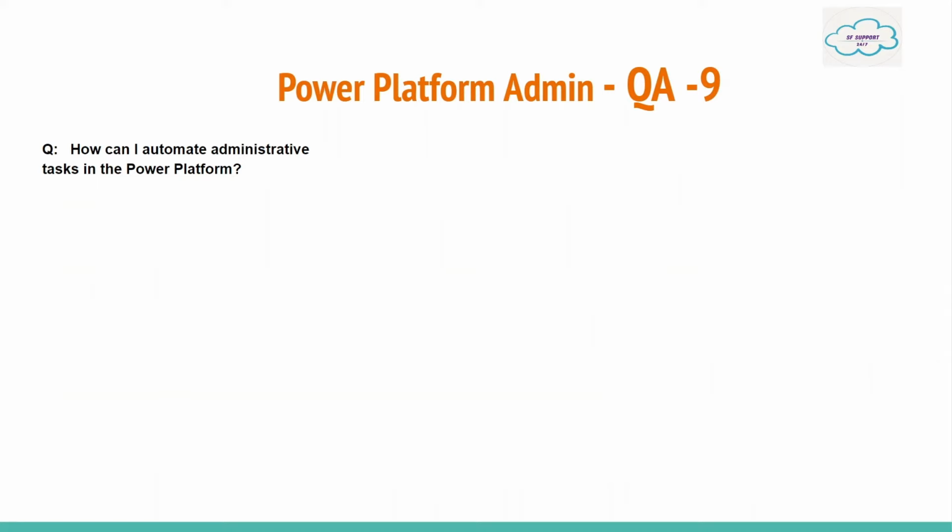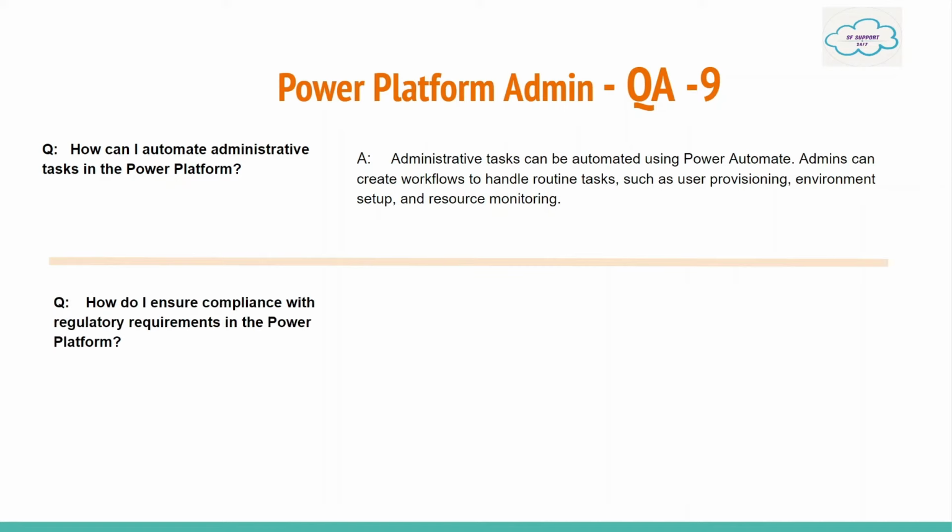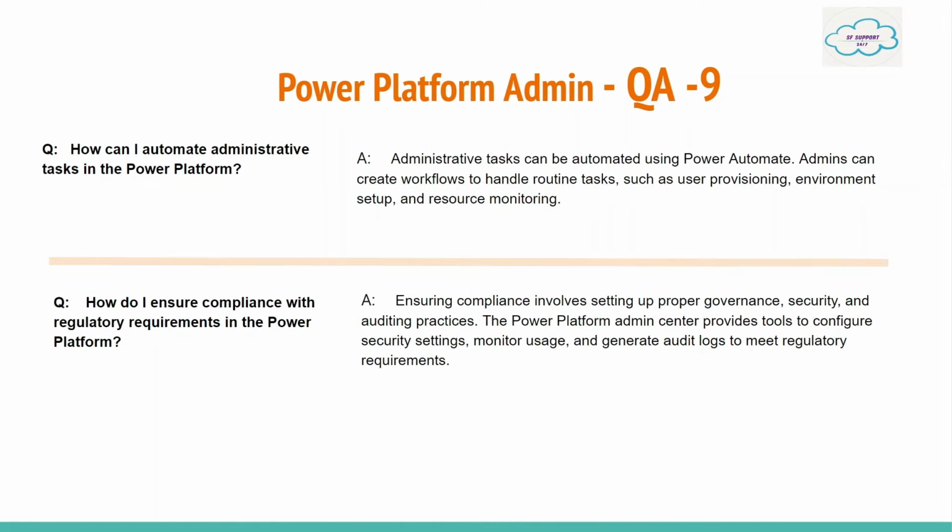securely. Question: how can I automate administrative tasks in the Power Platform? Using Power Automate, admins can automate the tasks, create workflows to handle routine tasks such as user provisioning, environment setup, and resource monitoring. Question: how do I ensure compliance with regulatory requirements in Power Platform? The Power Platform Admin Center provides the tools to configure security settings, monitor usage, and generate audit logs.